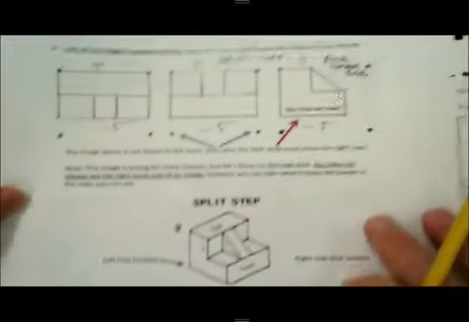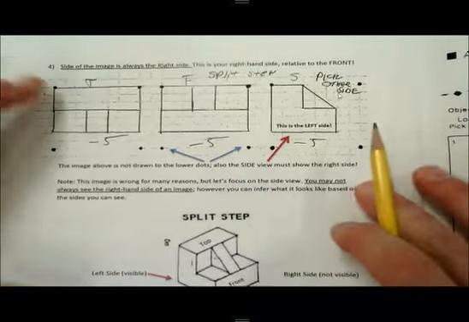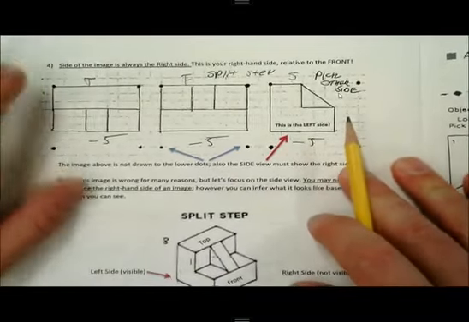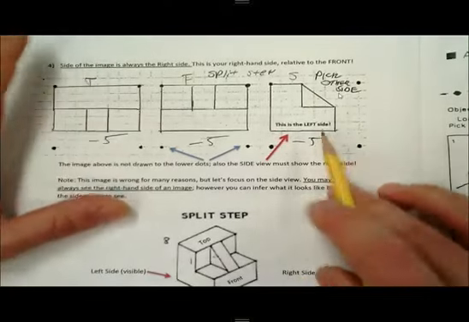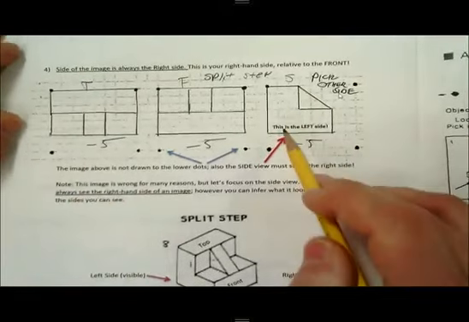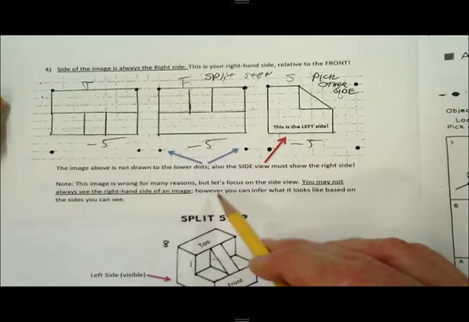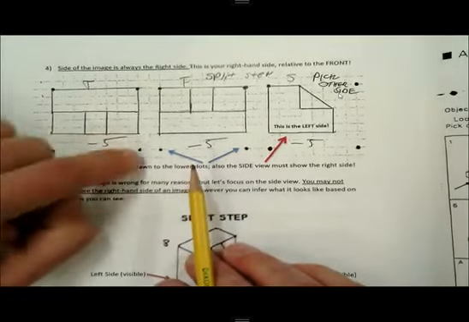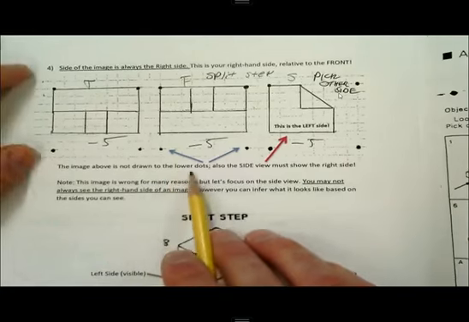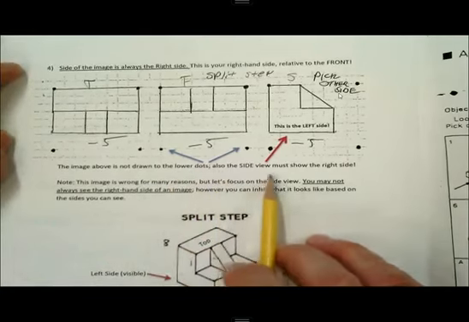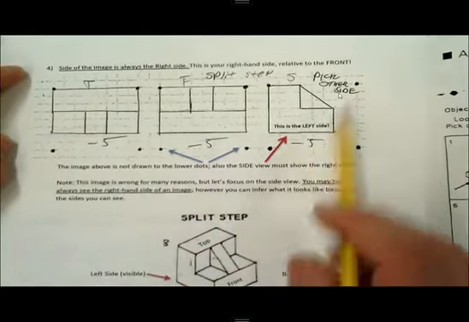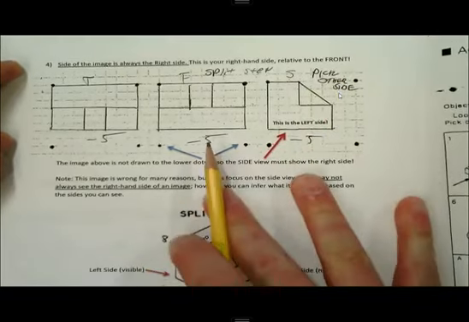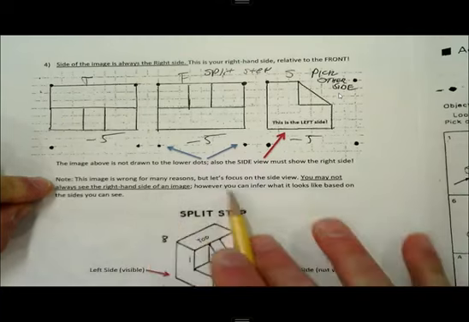Okay. This is where this one gets a little confusing, and that's why I have a whole page dedicated to just the split step. Okay. So the top, the front, and the right side. Unfortunately, this is the left side. So it says the above image is not drawn to the lower dots. Okay, so we talked about that. So that's wrong there. Also, the side view must show the right side. This is the left side. You even see I wrote on the student's paper, pick other side.